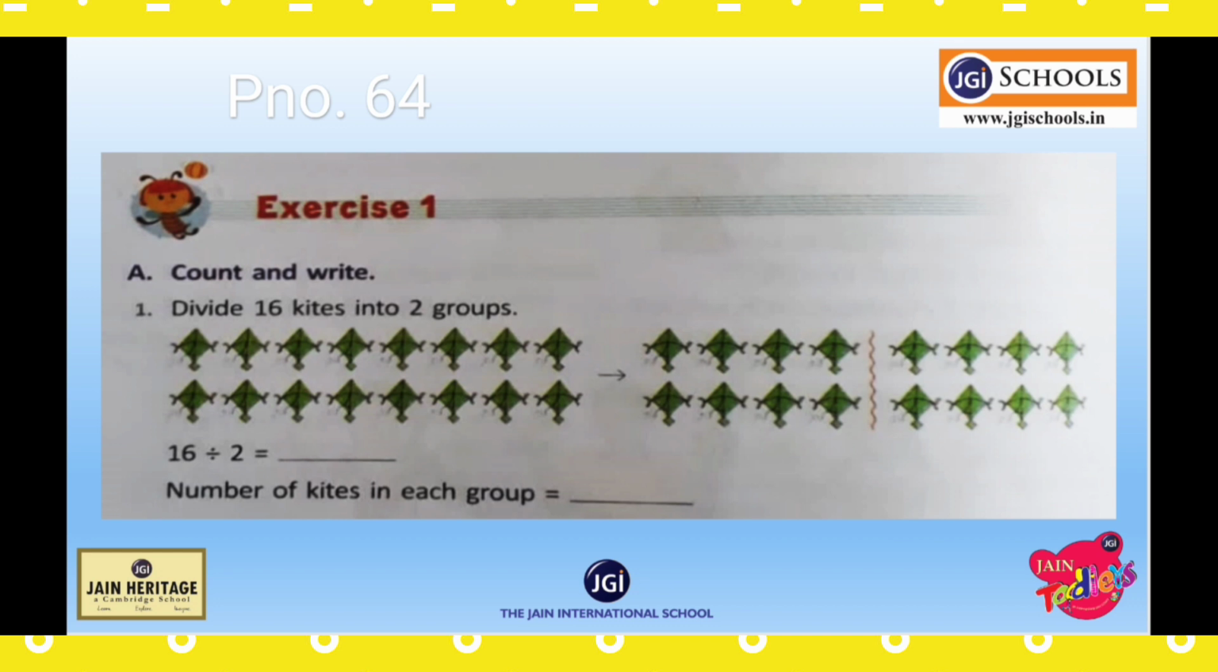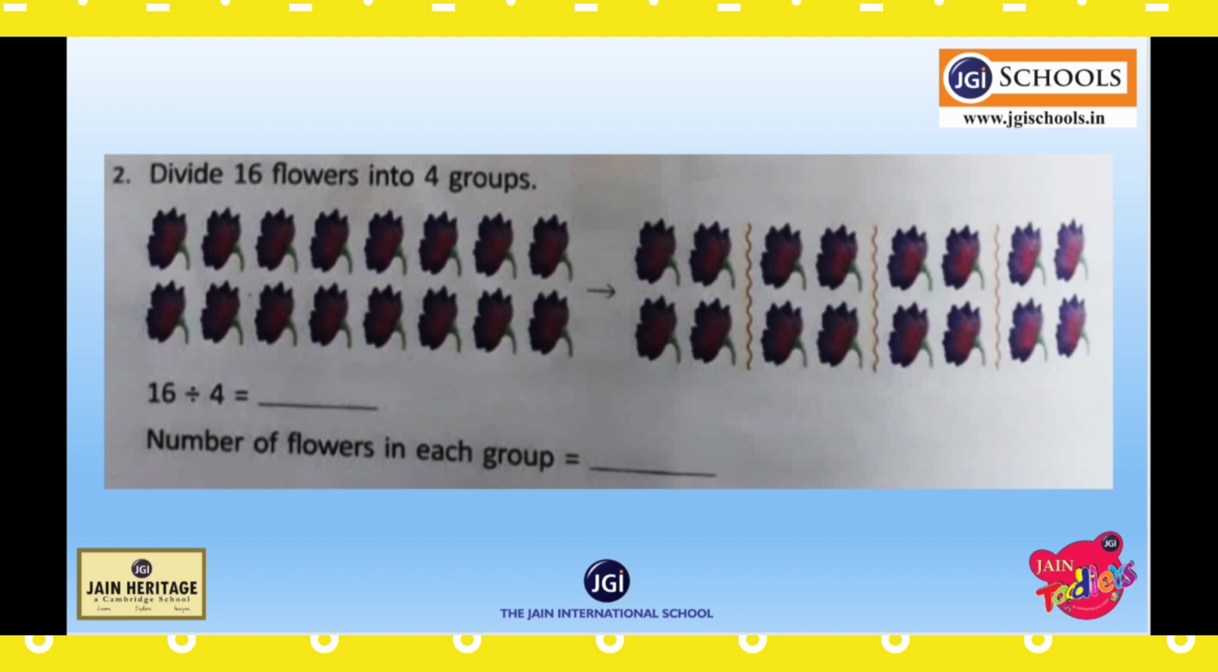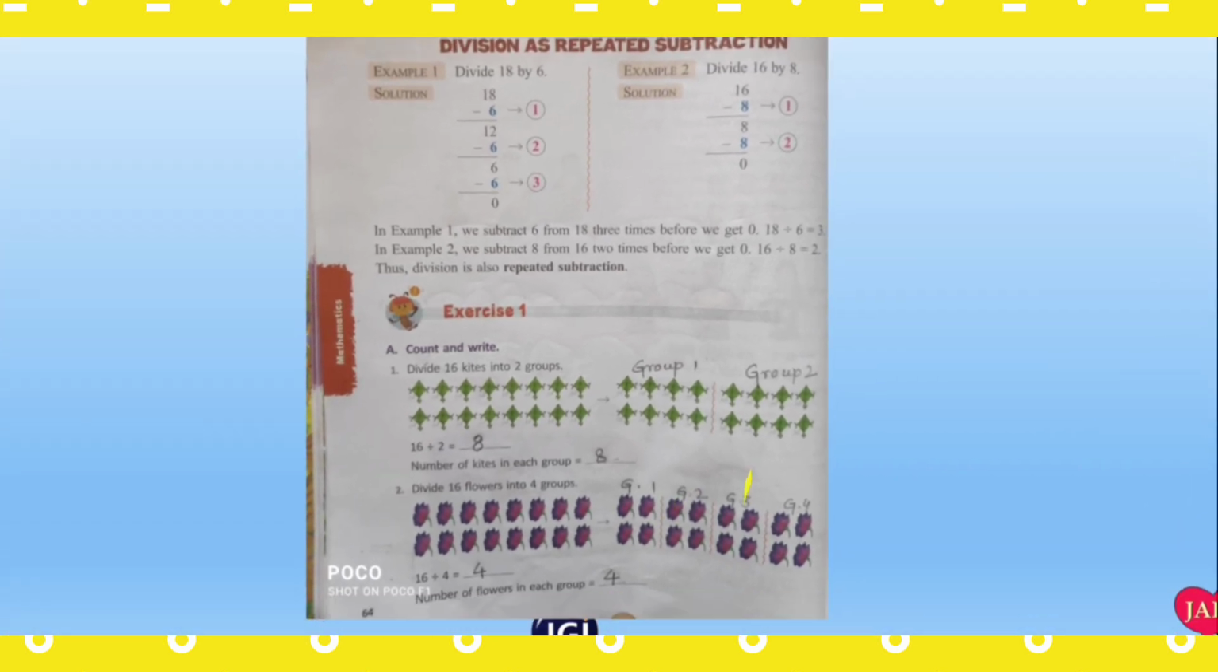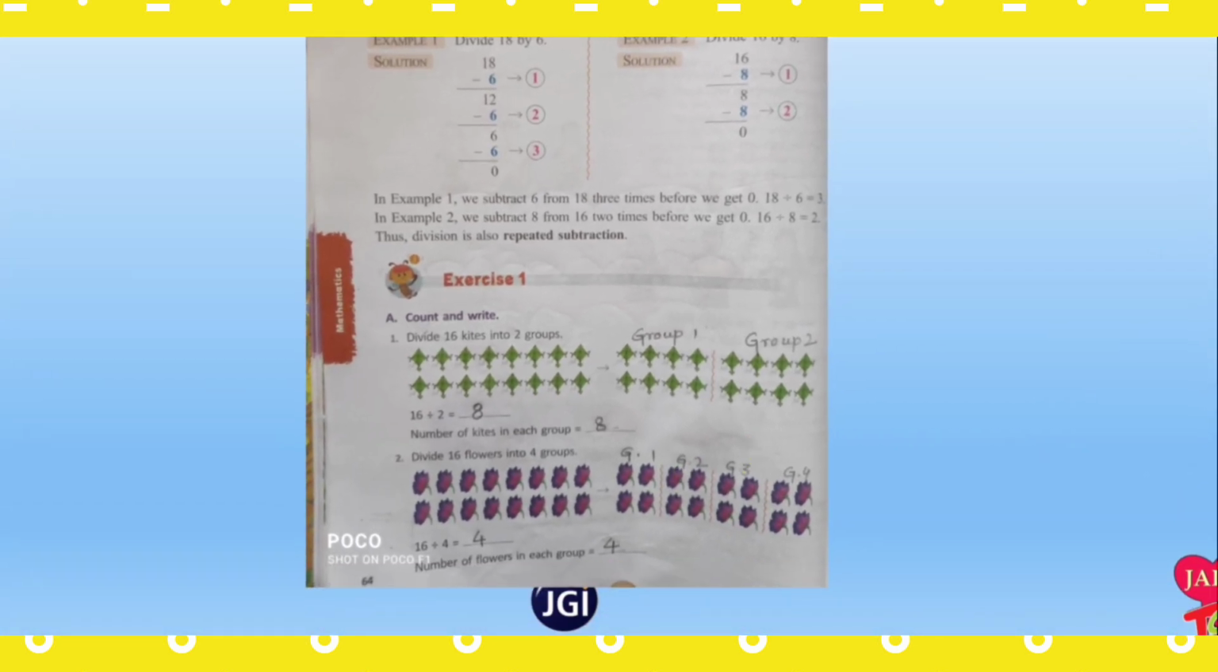So 16 kites are divided into 2 groups. So how many did you get? 8, right? The number of kites in each group is 8. Now you can see here, I have written it is group 1 and it is group 2. 16 divided by 2 is 8 and the number of kites in each group is 8.